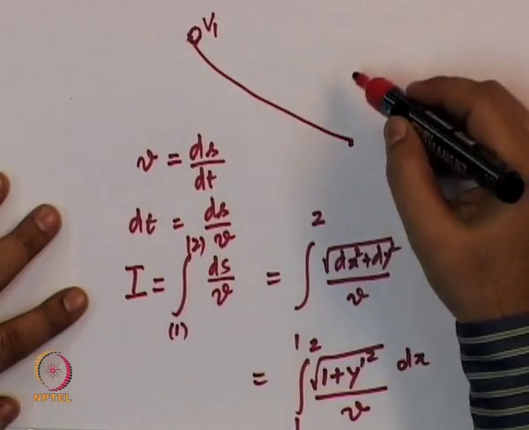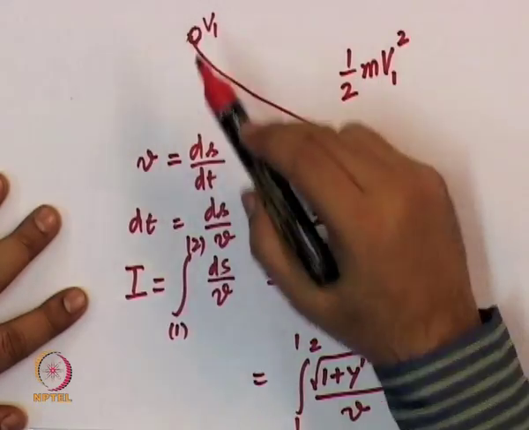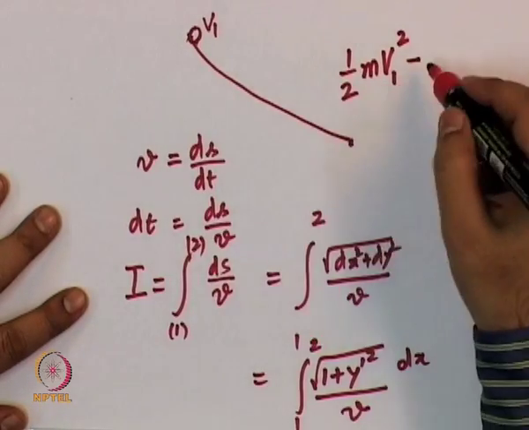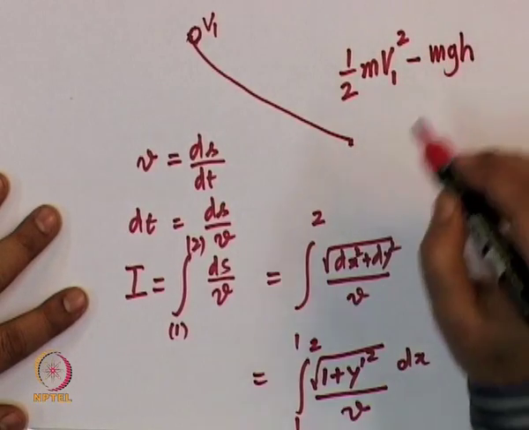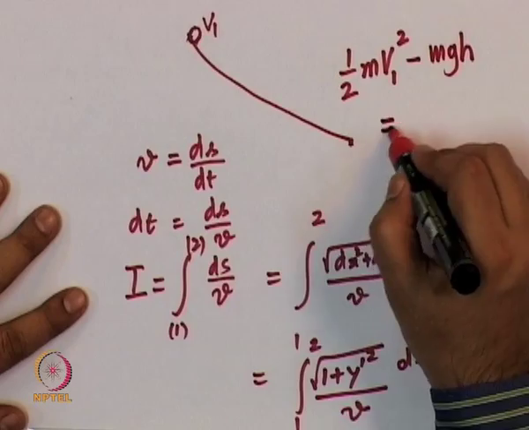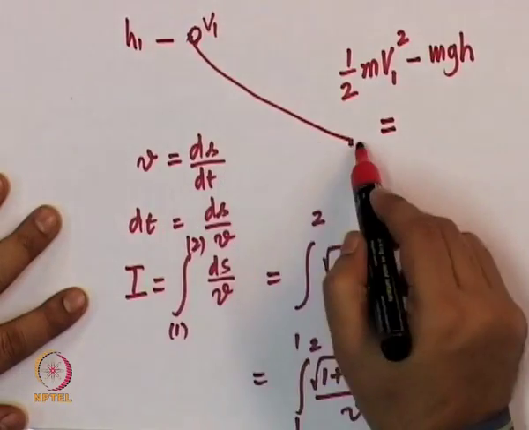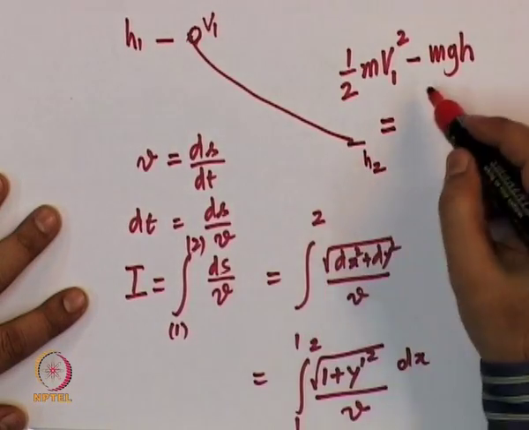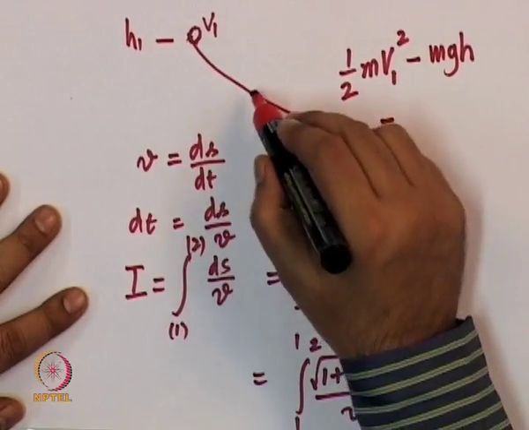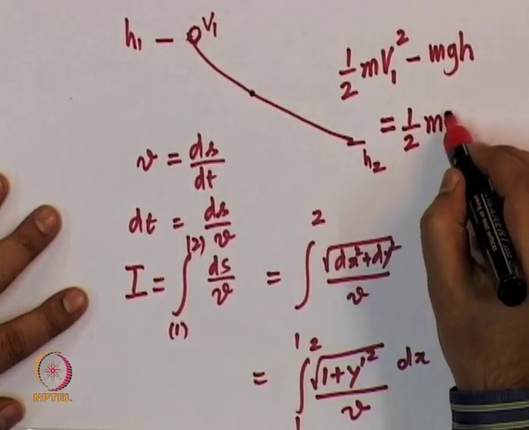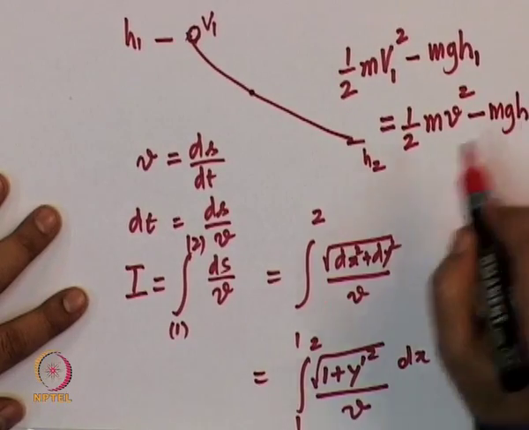How does that work? You have half m v1 squared, which is the initial velocity, minus whatever potential energy, suppose that is at some height h. So, you have m g h1. Let this be some h1 with respect to some reference, and this should be some h2. Suppose I am at some height h here, then half m v squared at that point will be equal to m g h.